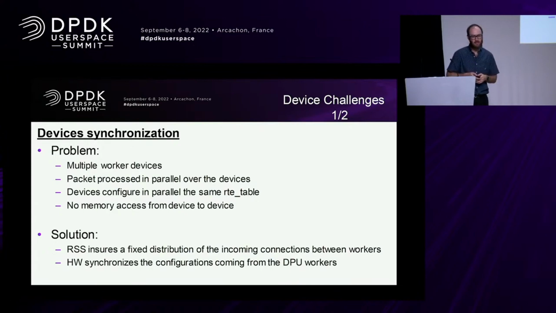The first part is RSS. RSS ensures a fixed distribution for the incoming connection between the workers. The second one is hardware synchronization. Our hardware supports everything below implemented in some sort of data structure, and our hardware below knows how to lock certain things in it, and add the configuration, and synchronize all of those configurations coming from different devices and set them correctly on the same hardware object. So with those 2 means of synchronization, we're able to run the code in parallel on 2 devices, no locks, and in high speed.